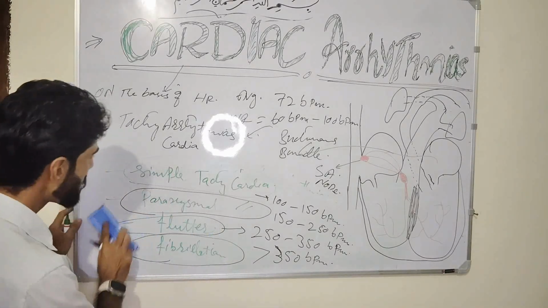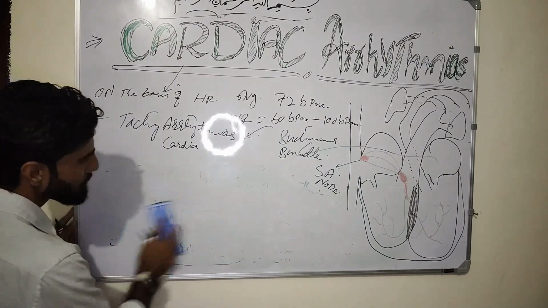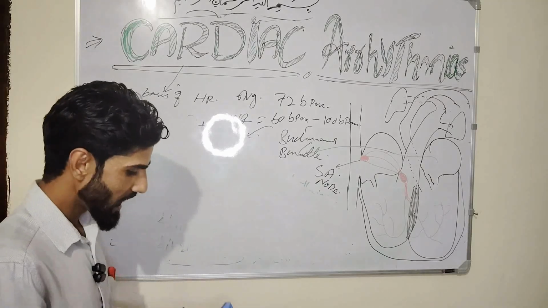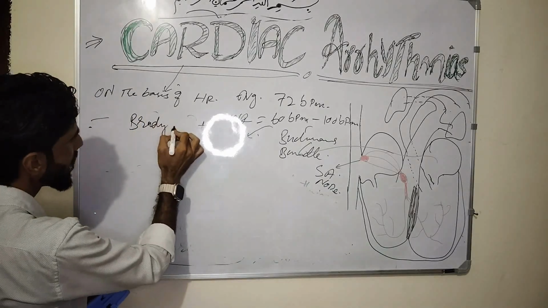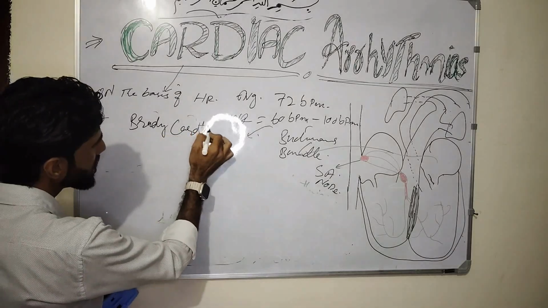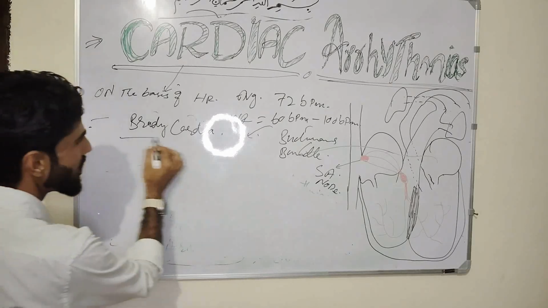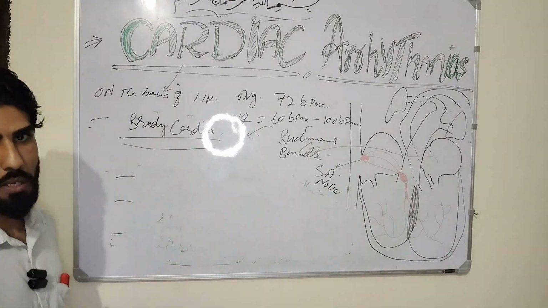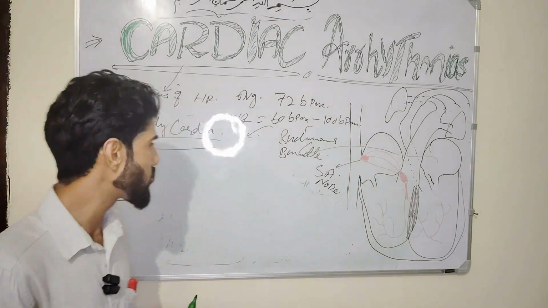Okay, so I will wrap it up now. Secondly, we'll discuss the bradyarrhythmias. This was all about tachyarrhythmias, and the second condition is bradycardia or bradyarrhythmias. Bradyarrhythmias are also further classified into three groups.